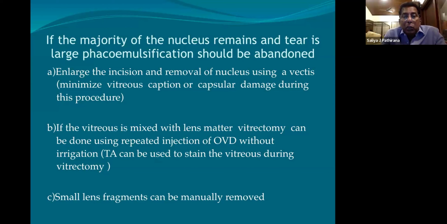Of course, you should repeatedly inject OVD without irrigating. Sometimes you can cut the lens matter with the use of OVD, injecting it frequently. And you have to remember, if you're using the infusion line, reduce the bottle height to the minimum, at least to 30, and then start doing the phacoemulsification. If you are sure that the vitreous face is not damaged, then it's much easier to remove the lens fragment. Whatever you can remove with the phacoemulsification, do so, and if you are worried, manually remove the lens fragment. Small lens fragments can be easily removed manually.